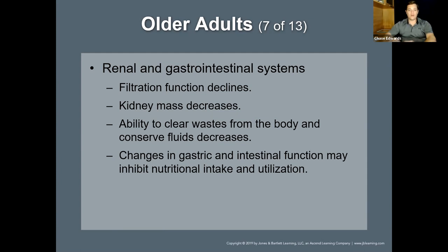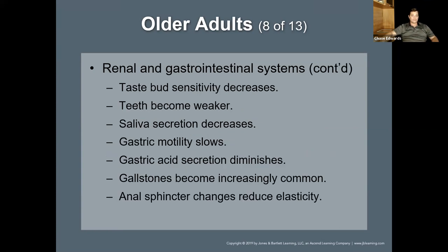So you also have a decreased ability to clear waste from the body and decreased ability to conserve fluids when needed. And then changes in gastric and intestinal function may inhibit nutritional intake and utilization in older adults as well. So this results in vitamin and mineral deficiencies because of this. Also, taste bud sensitivity decreases. So the sense of smell can be diminished.